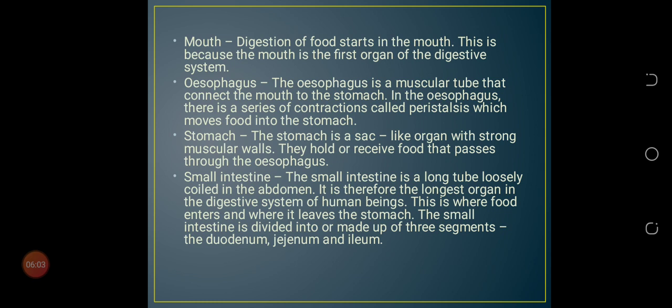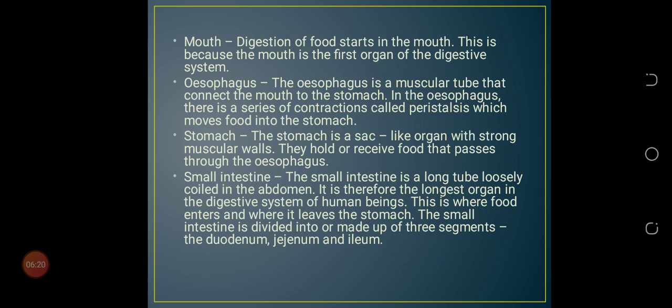The small intestine is a long tube loosely coiled in the abdomen. It is therefore the longest organ in the digestive system of human beings. That is where food enters after it leaves the stomach.